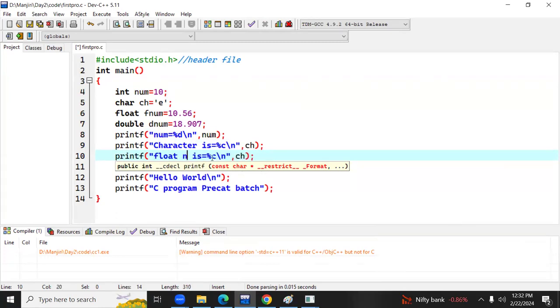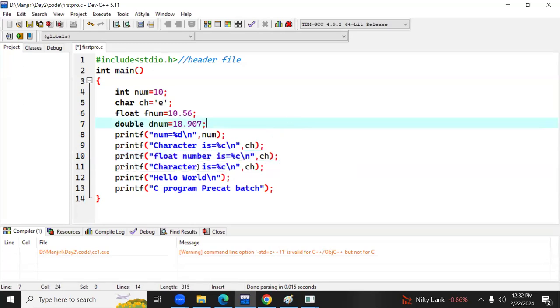float number and here I am just typing double number. Here I am just typing a message. Now tell me where I need to change here. What are the two things I need to change now?